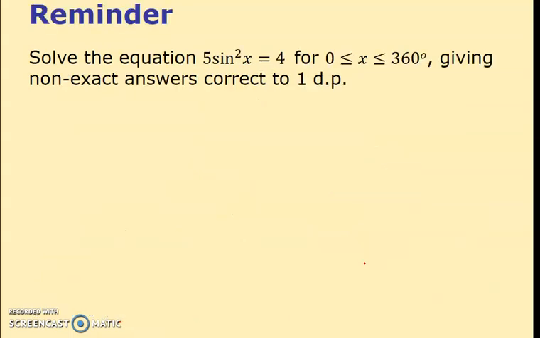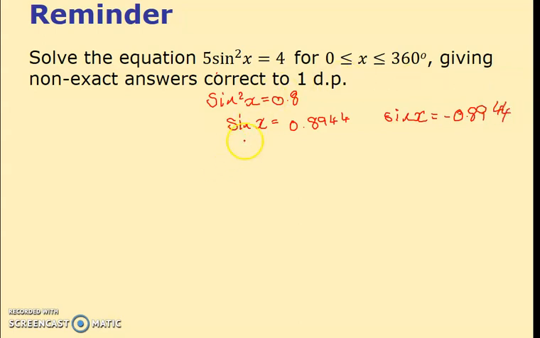So, a reminder of these, I touched on this right at the start of a recent one. I've got 5 sine squared x equals 4, so move the 5 over, I get sine squared x equals 4 divided by 5, which is 0.8. When I square root both sides, I get the square root of 0.8. No idea what that is, so I'm going to write it as a decimal because I get a better feel for it. I get 0.8944. Now, just be aware that it is also minus 0.8944.